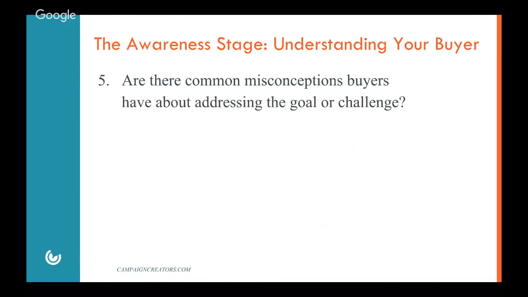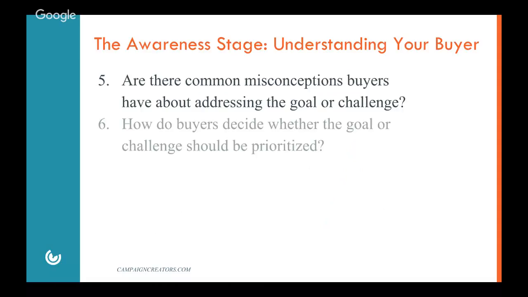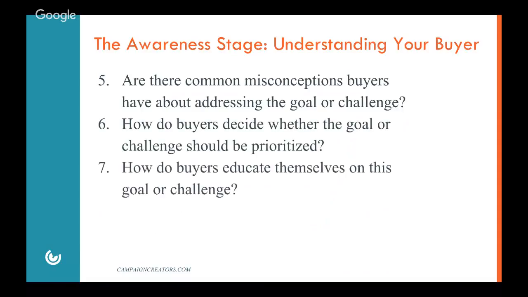Also, are there common misconceptions that buyers have about addressing the goal or challenge? This will help you figure out where there might be pushback. And how do buyers decide whether the goal or challenge should be prioritized? And lastly, how do buyers educate themselves on this goal or challenge? In other words, where do they look for information? What types or formats of information speak to them?